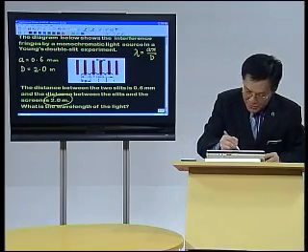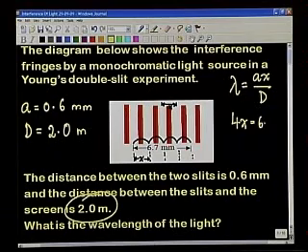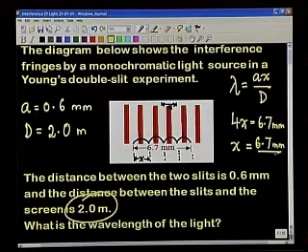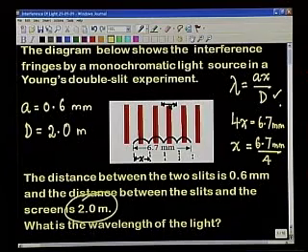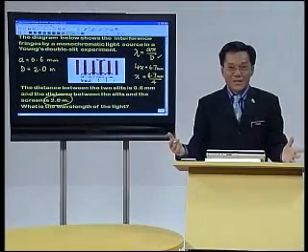So now I will write down 4x equals to 6.7 millimeters. Okay. Now, what is x? x is 6.7 millimeters divided by 4. So, if you look at this equation now, I have already obtained a, x, and D. I need to calculate what lambda is. It's quite straightforward, isn't it?